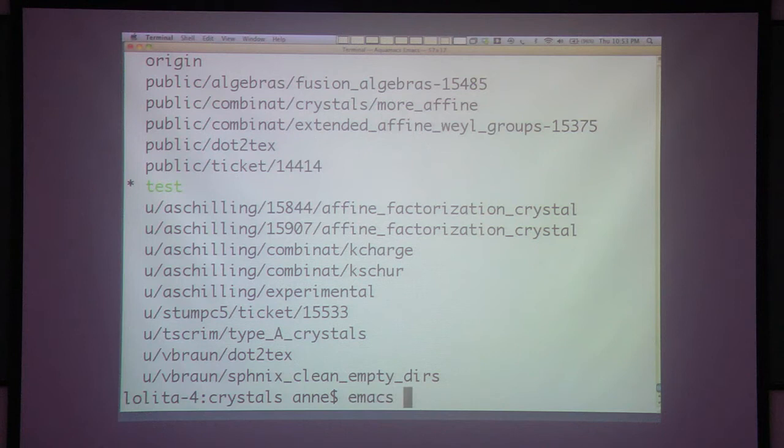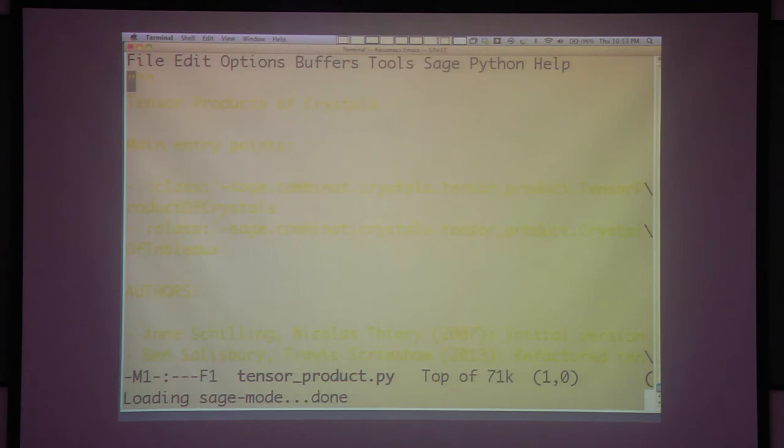Yeah, so my Emacs, sorry, is a little bit. Huh? Emacs minus nw? Yeah, Emacs minus nw. Like this? Yeah. Okay. You can't see the color.